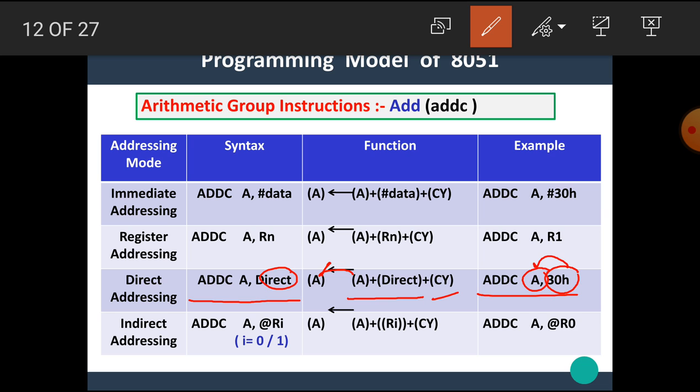Next, the indirect addressing. ADDC A, @Ri. That means i is 0 or 1. The function is A plus @Ri with carry, and the result is stored in the accumulator. For example, ADDC A, @R0. That means whatever the data is pointed by the register R0 is added with the accumulator, and the result is stored in the accumulator.